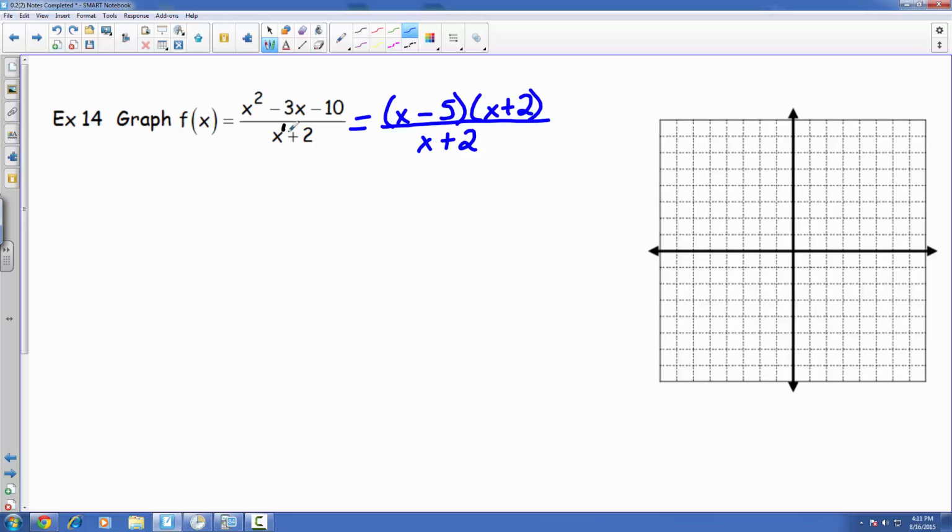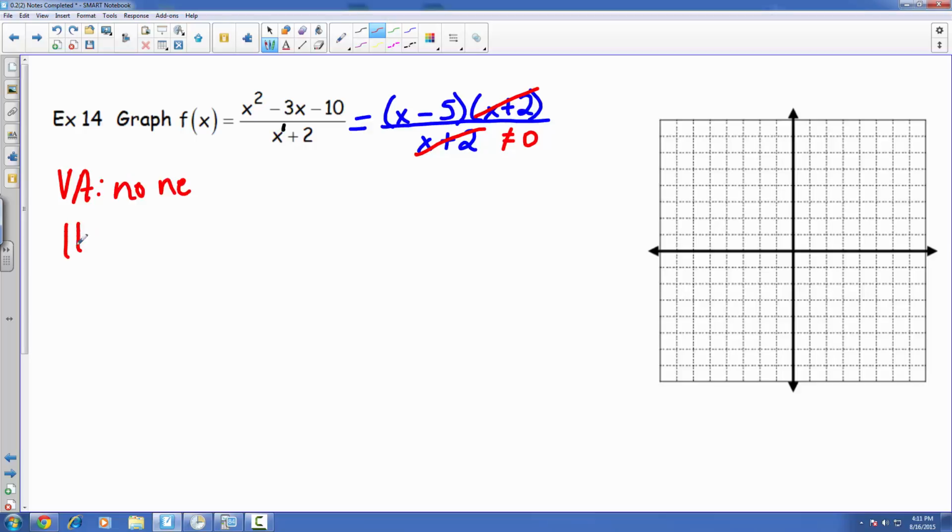Now, the reason why we would do that is when we're just looking at our holes, this x plus 2 actually ends up dropping out and thus creating that hole. So for a VA, since there's nothing left over, when we set that bottom not equal to 0, since there's nothing left over, there actually won't be a VA here.